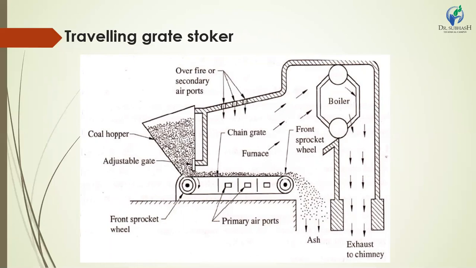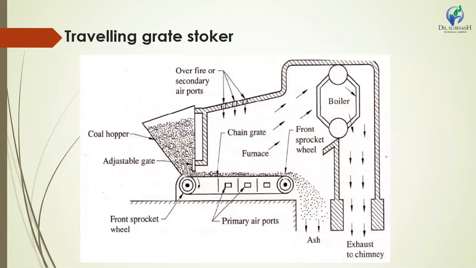The sprocket wheel on the front side of the furnace is connected to an electric motor through worm reduction gear, while the other is at the rear of the furnace. The speed of the stoker varies from 15 to 50 centimeters per minute. The traveling chain receives coal at its front by gravity through the hopper and carries it into the furnace. The depth of fuel on the grate is regulated by a hand-adjusted gate as shown in this diagram.